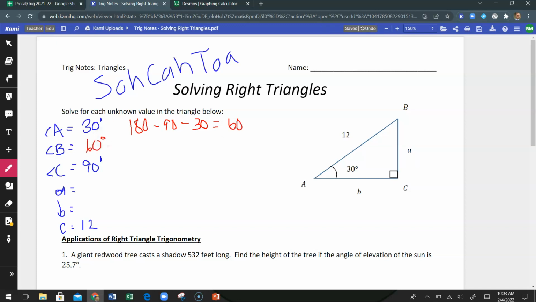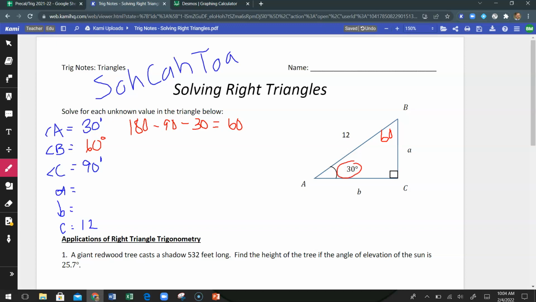Side length A and side length B. It doesn't really matter which one you start with. Since I know that I've got angle B as 60, I can set up a SOHCAHTOA relationship using either one of my acute angles. I like to use the one that was given, but it's totally up to you. So I'm going to reference everything from this 30 degree angle.